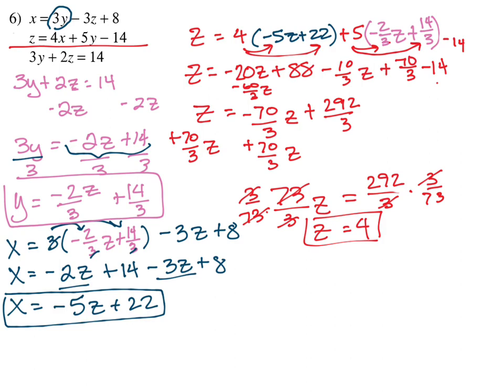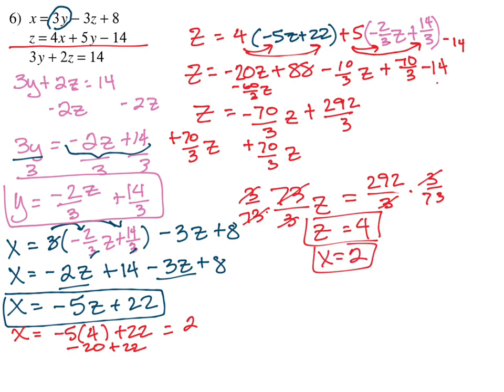What can we do with that? Z equals 4. Plug it in. Where? Sure, you could plug it in for x into our x sentence. X is equal to negative 5 times 4 plus 22. What's that? Negative 20 plus 22. X equals 2.